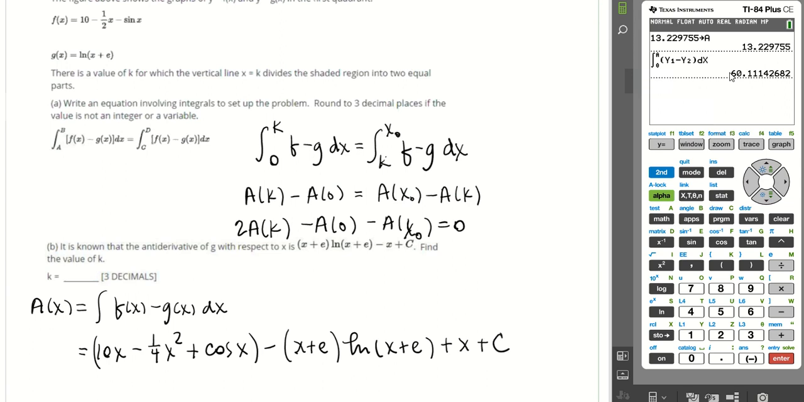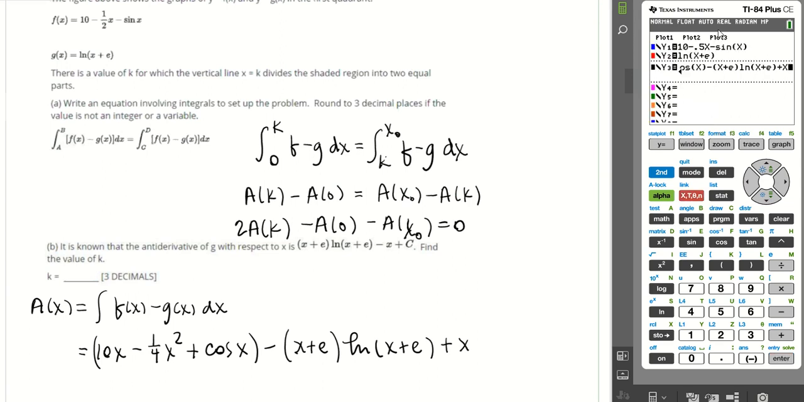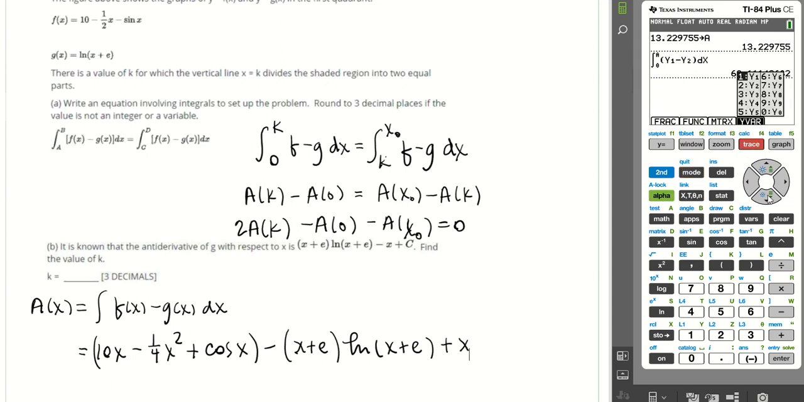But if you think about it, do we need the constant in the antiderivative? It doesn't actually matter because we're running definite intervals here. So I'm going to plug that into y3. All right, so I did it. There was a lot of typing. It's all in there. So what I'm going to do is find out what a of 0 and a of x0 are.